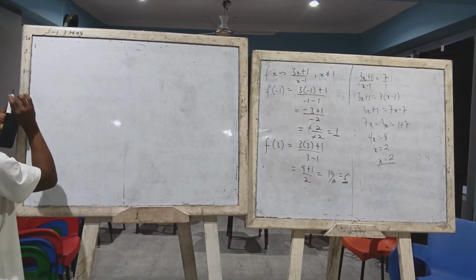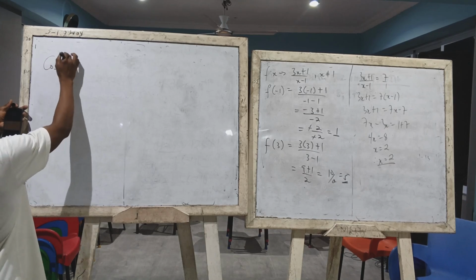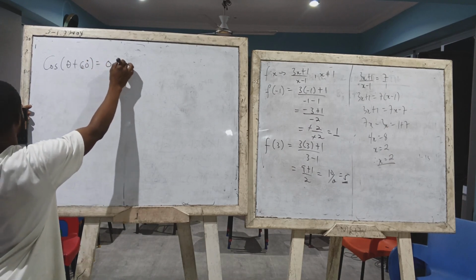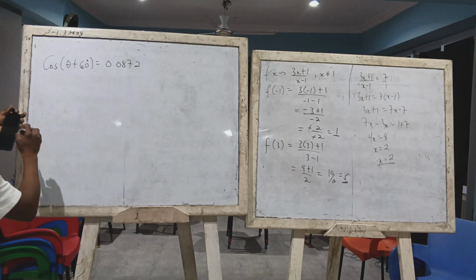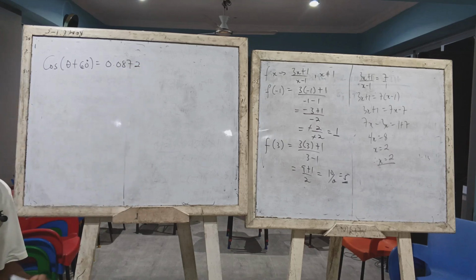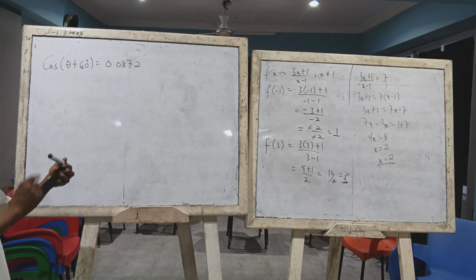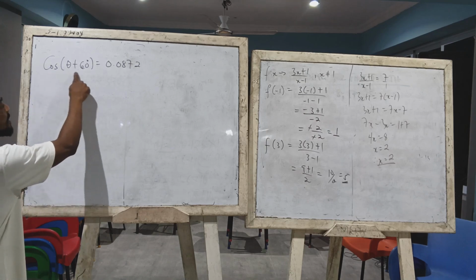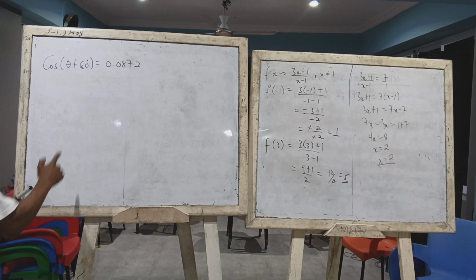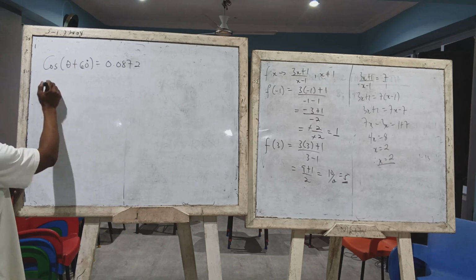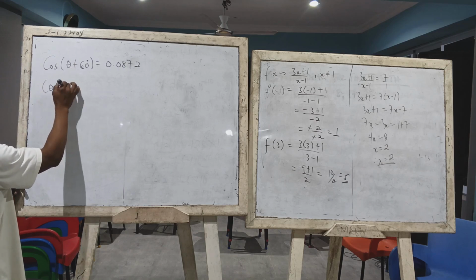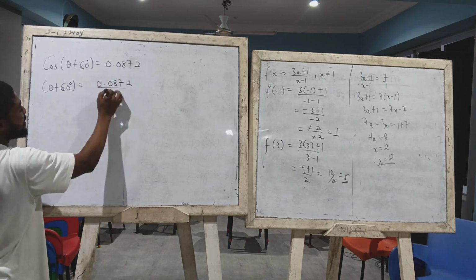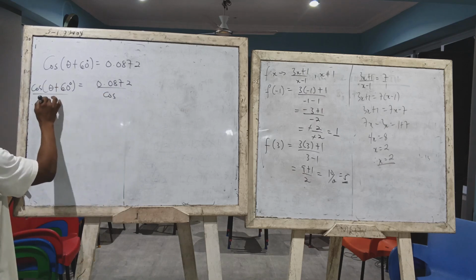Now we're asked to find the value of theta where cos of theta plus 60 is equal to 0.0872, where theta is greater than 0 degrees but less than 90 degrees. To find the value of theta, we just divide through by cos. In dividing through by cos, cos is taken away from here. And so we have theta plus 60 is equal to 0.0872 all over cos. Let me go by the layman's method.